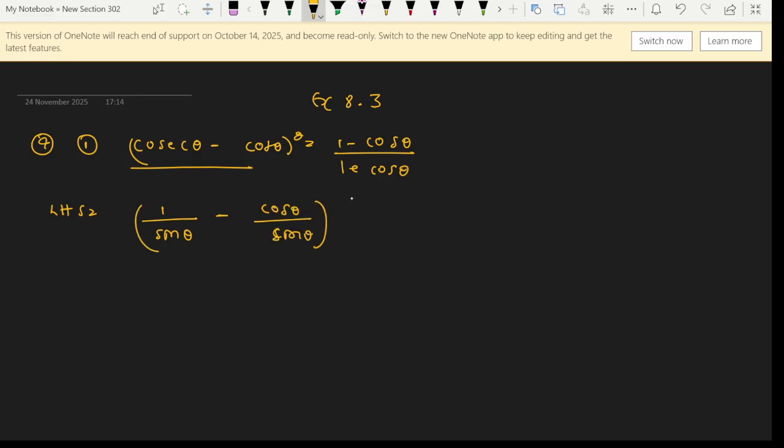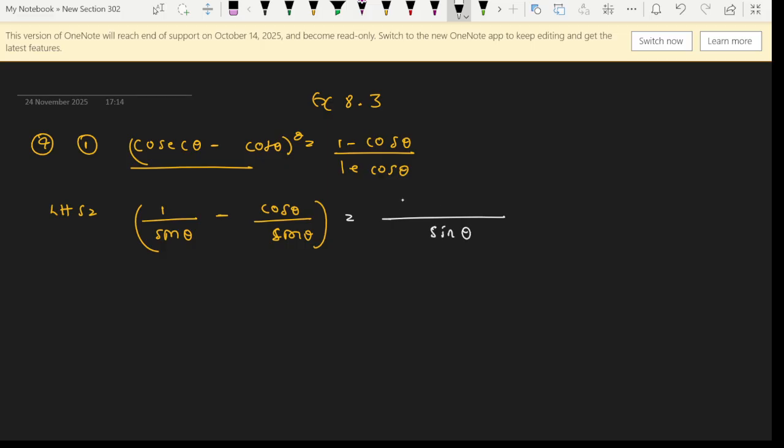Some students ask, sir, why can't we expand cosecant theta minus cot theta? That can also be done. We can get the RHS in 2 to 3 ways, but we will approach the way which is easier for us. In the RHS we have something in terms of cos theta, so it is better to write everything in terms of sin and cos, and later convert that finally into cos only. That will be easier. Now the LHS is 1 by sin theta minus cos theta by sin theta.